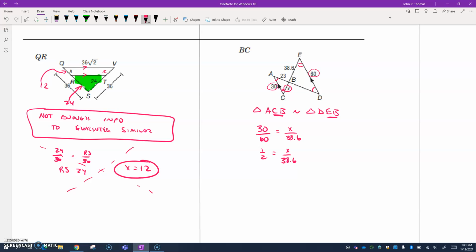I'll basically just cross multiply, and I'm going to get 38.6 equals 2x. Divide by 2, it's going to be 19.3. All right, so my x value is 19.3. And again, we technically used angle-angle similarity from the parallel lines to get our similarity statement, and then we used that to set up our proportions.